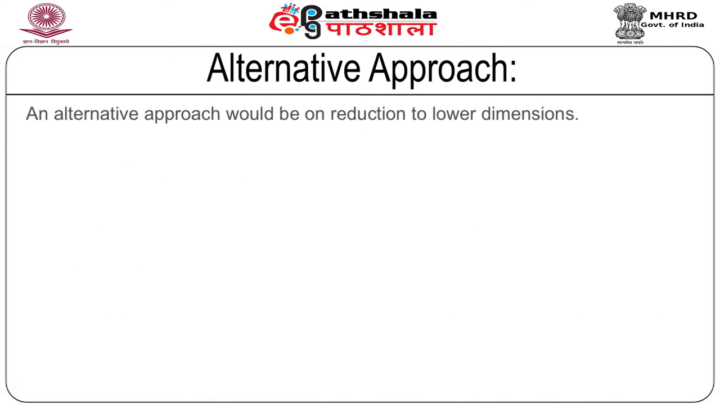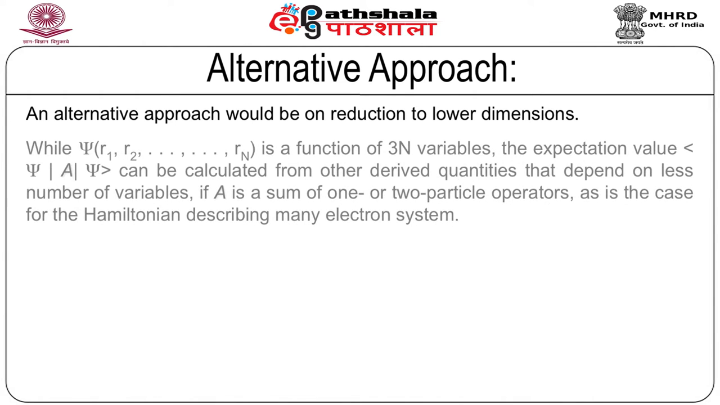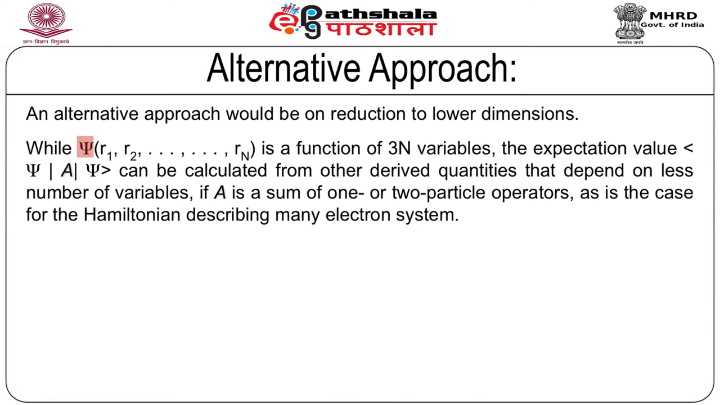A completely different approach could be based on reduction to lower dimensionality. The wave function psi that depends on the coordinates r1 to rn is a function of 3n variables, but the expectation value of an operator A, which is given by psi times A times psi, can be calculated from other derived quantities that depend on fewer variables, especially if the operator A is a sum of one or two particle operators, as is the case for the Hamiltonian describing the many electron system.